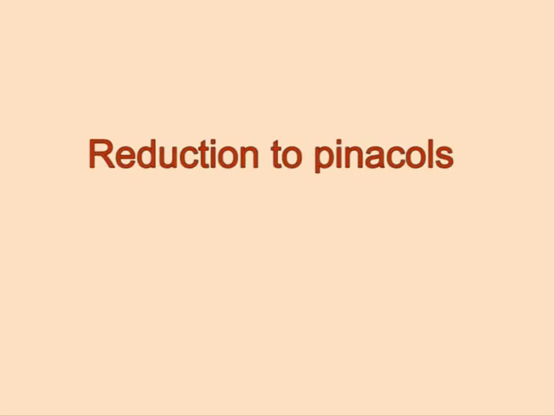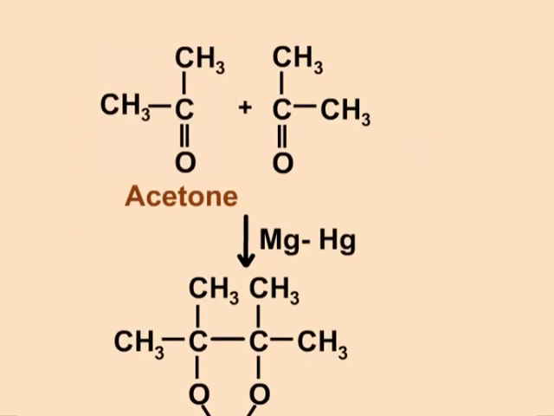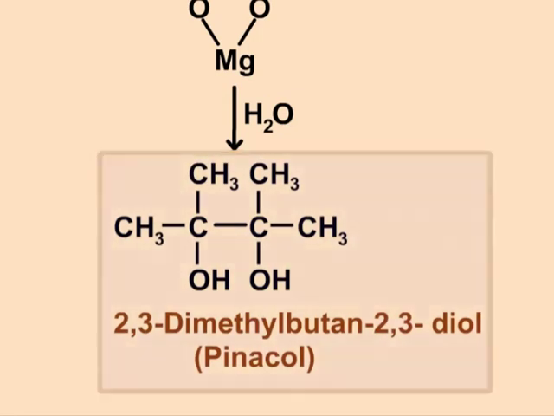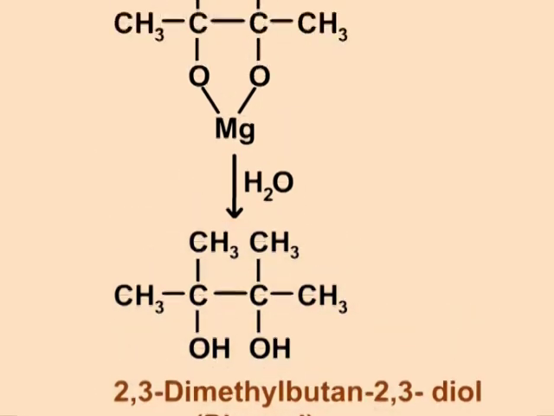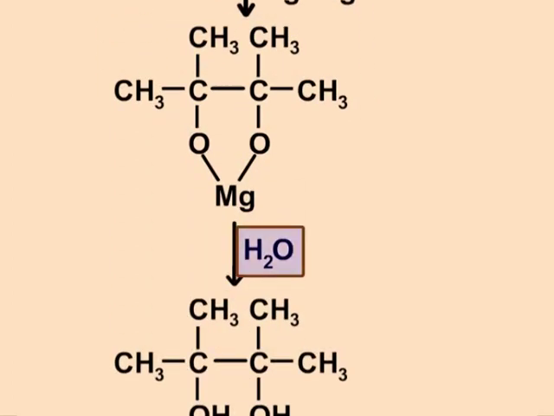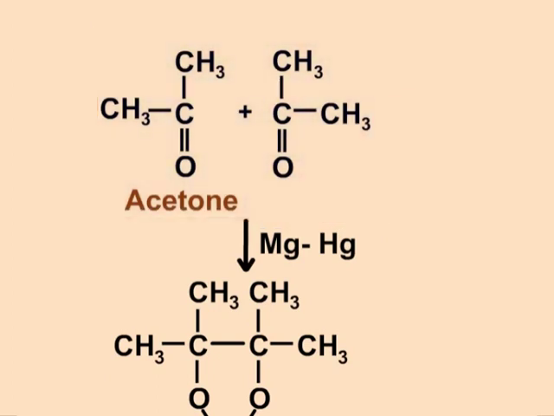Reduction to pinacols, that is bimolecular reduction. Ketones are reduced to pinacols, that is dihydric alcohols, with magnesium amalgam and water. It is called bimolecular reduction since two molecules of ketones are involved. Have a look at the equation on the screen.